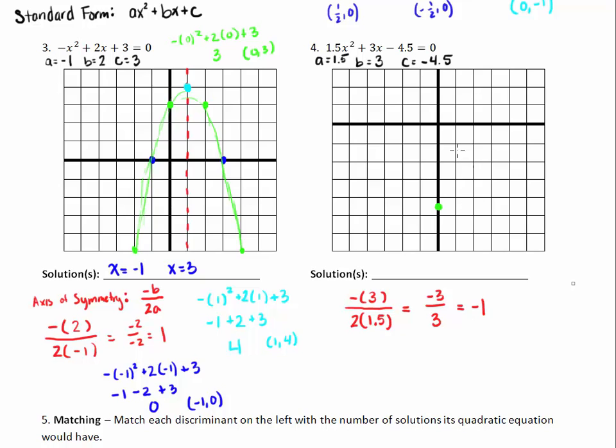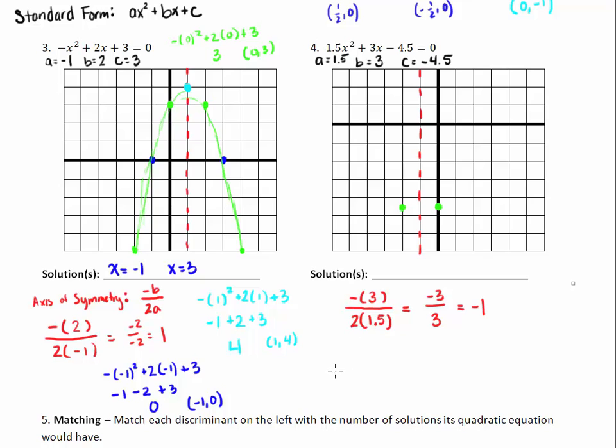So we know our axis of symmetry is right here at negative 1. Cool. Now we know another dot. Because it's symmetrical, that's got to be a point right there. Next, we want to figure out where our vertex is located. So let's plug in negative 1, into this equation right here.